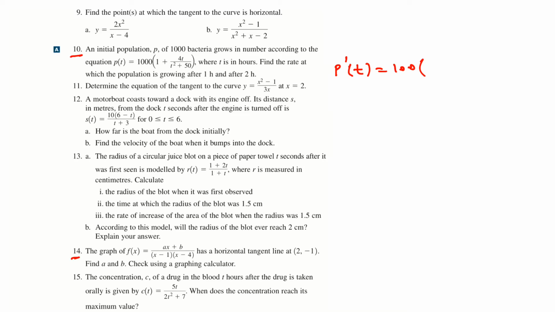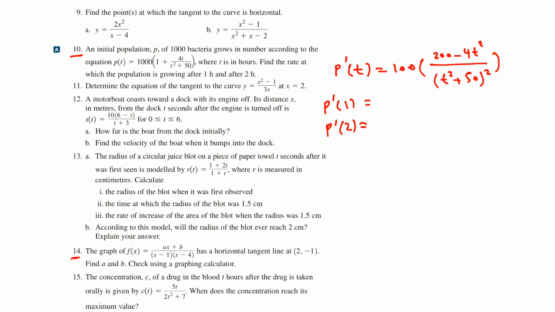If we simplify the expression, the derivative would be 1,000 times 200 minus 4t squared over t squared plus 50 squared. Notice that 4t squared minus 8t squared is negative 4t squared. 4 times 50 is 200. You can find P prime at 1 and P prime at 2 by plugging the numbers.